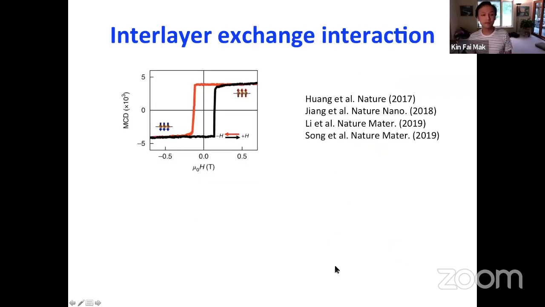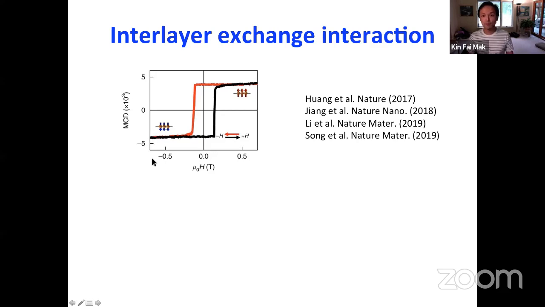And this is an example of the magnetic circular dichroism, or you can think of it as a magnetization of the sample of a monolayer of chromium iodide as a function of magnetic field. It was first reported in 2017, and subsequently it's been reproduced by other groups, including our group. You can see a very clear ferromagnetic hysteresis loop: just by applying a small magnetic field, you can flip the spin from spin up to spin down.